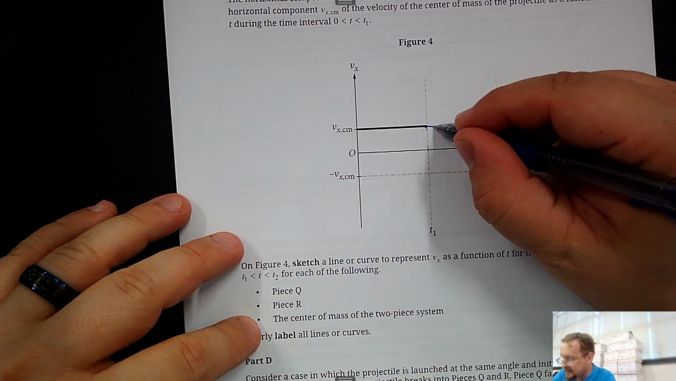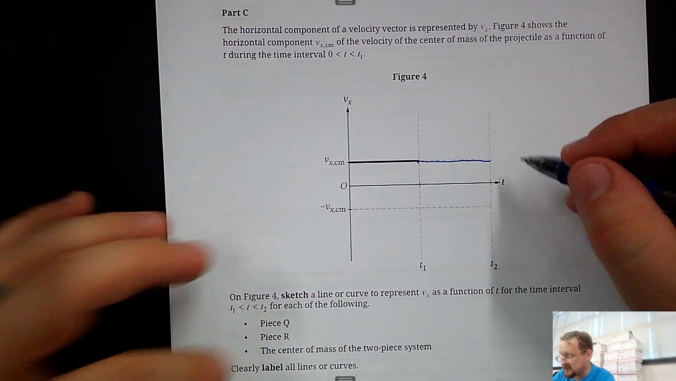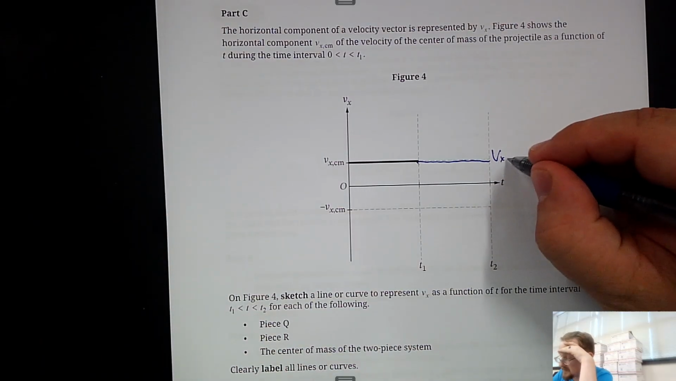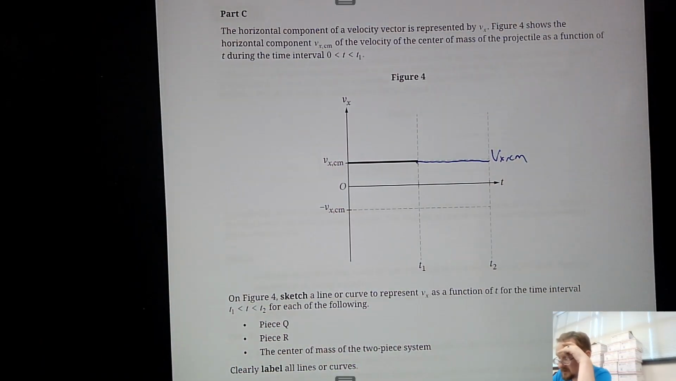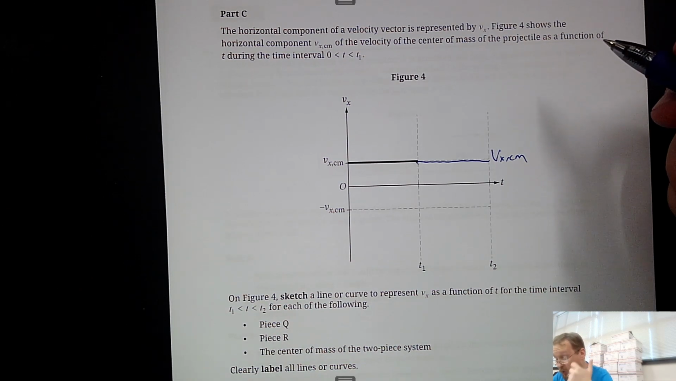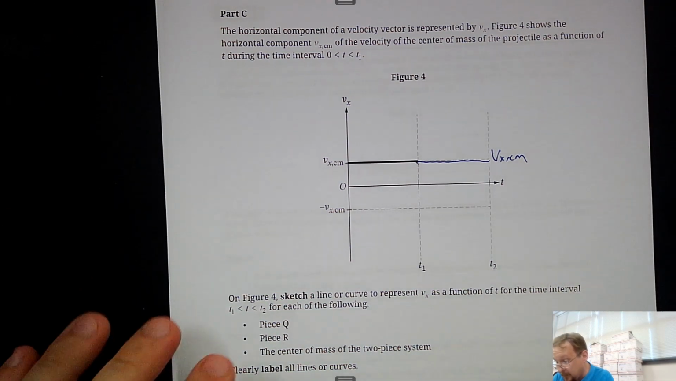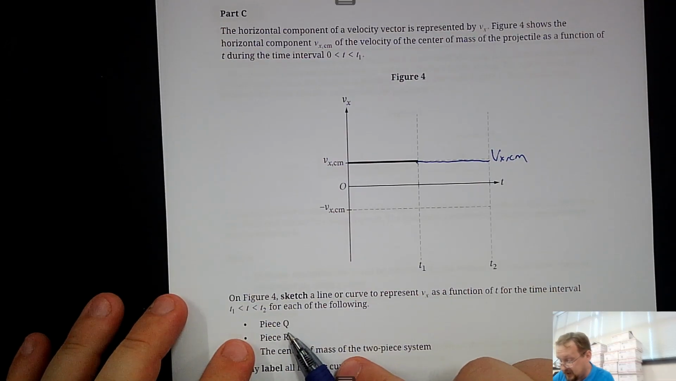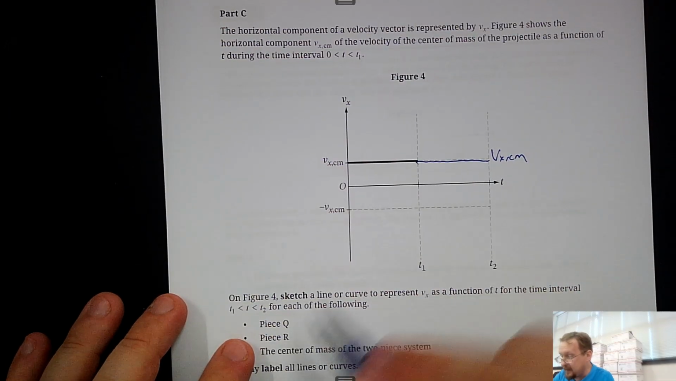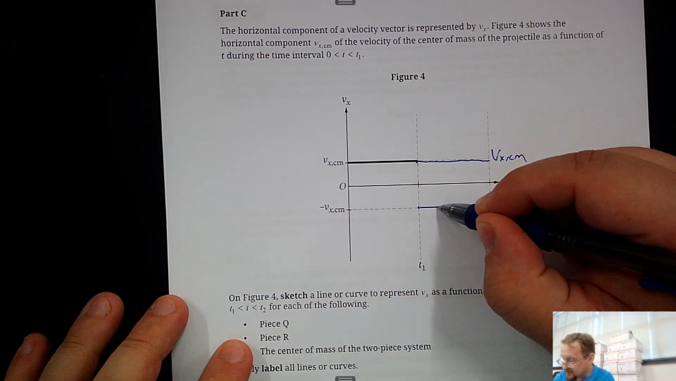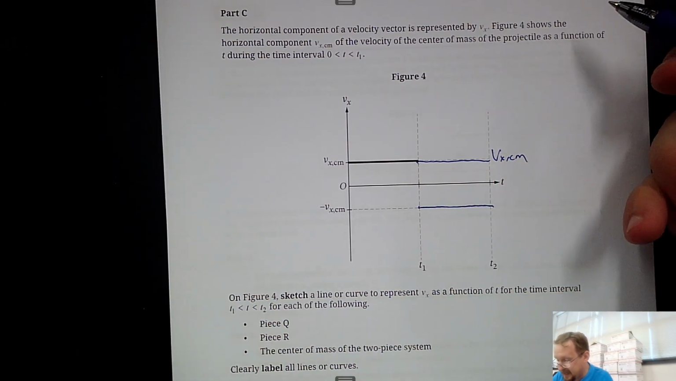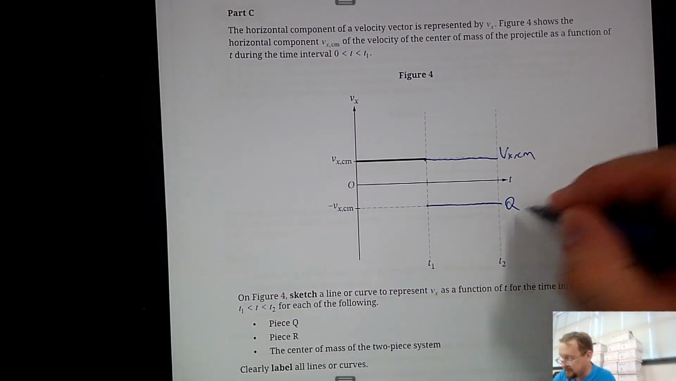So the Vx of the center of mass is the same. The center of mass does not change its motion. So Vx of the center of mass is still the same because there are no external horizontal forces. Now, what about the Vx of piece Q? We said that was going to be this way, and it's the same speed, so he lands right back at the same place. So that's going to be Q.